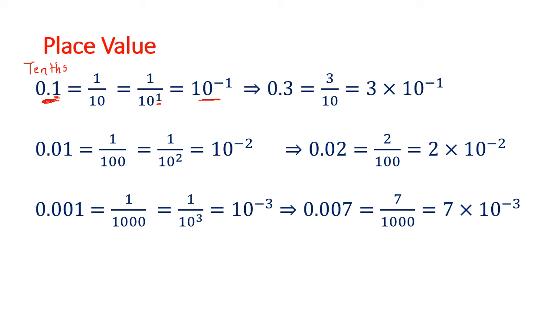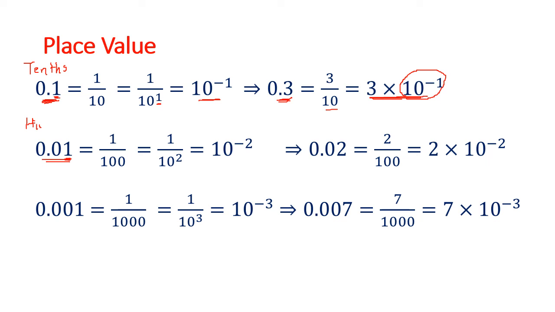So for example, we have the number 0.3. 0.3 means 3 upon 10, or 3 into 10 raised to minus 1. The first digit after the decimal point is the tenth digit, which is given by the power notation 10 raised to minus 1.